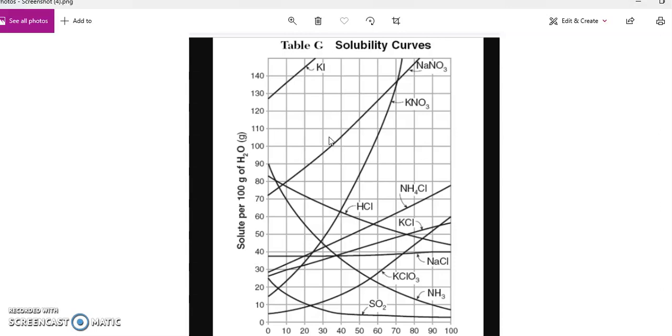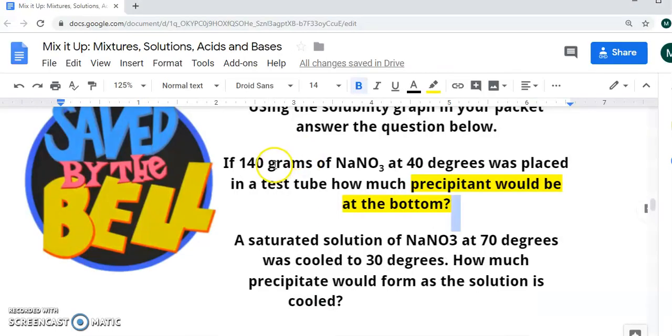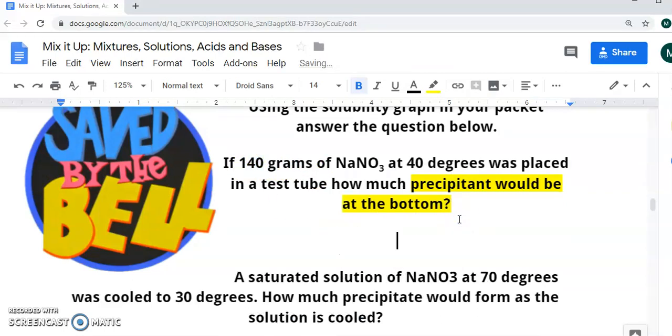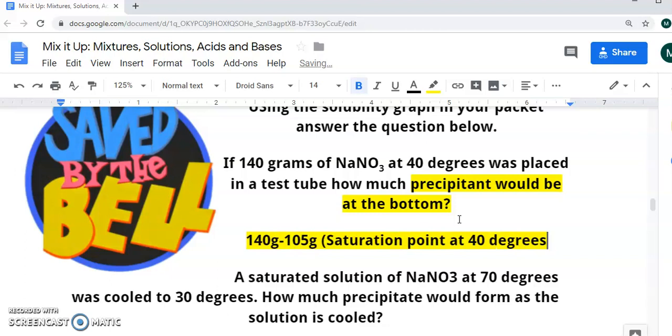So if I touch the line, you'll notice it's about 105. We read it just the same way we did KNO3. So we know it should only dissolve 105 grams, but we put in 140. So this is where we're going to need to subtract. So we would take the amount we dissolved, so the 140 grams, and we're going to subtract the 105 grams. Remember, this is our saturation point at 40 degrees. That's where this number came from.